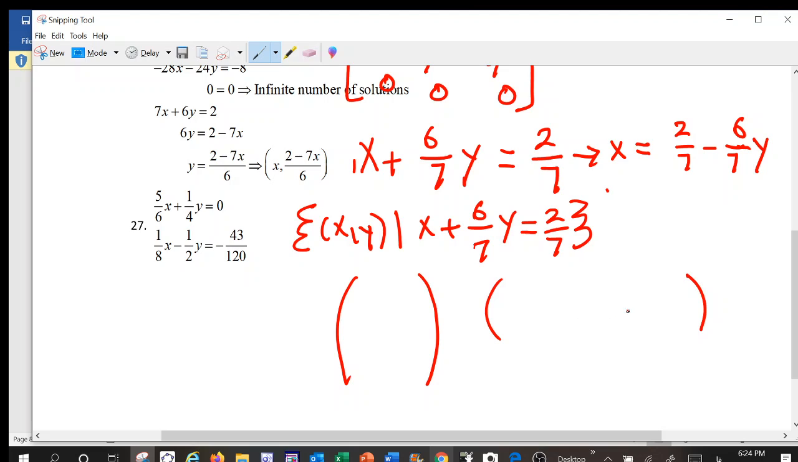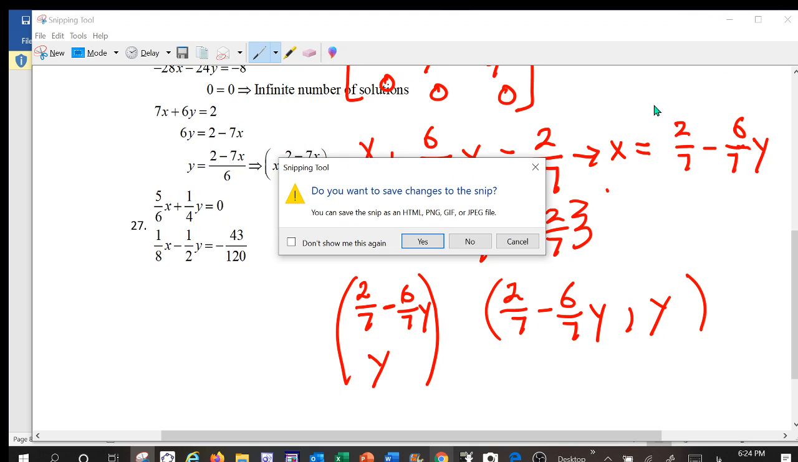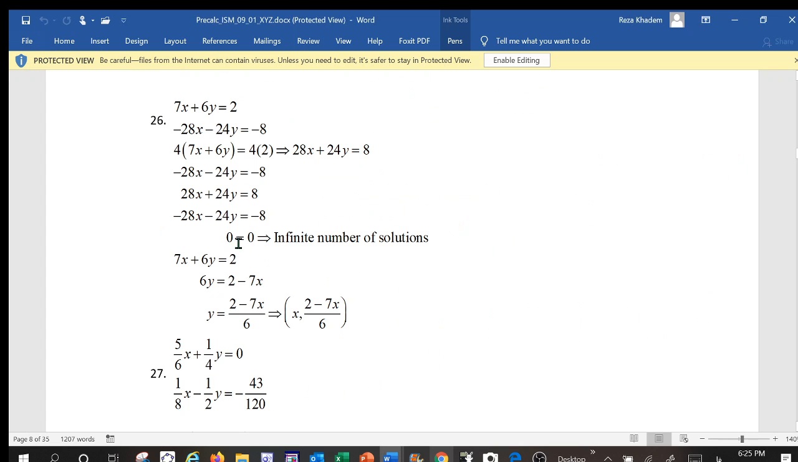So horizontally, y can be any number, then x has to be 2 over 7 minus 6 over 7y, right? Or vertically, you could say y can be anything, and the x would be 2 over 7 minus 6 over 7y. Okay, so that is a solution. That's another way to write it. Okay, so there are systems that have one solution, systems that have many solutions, and systems that have no solutions.